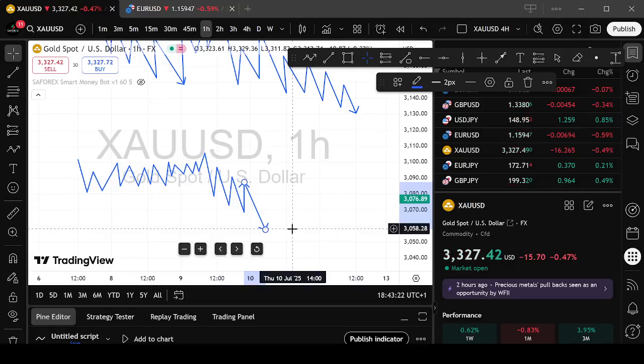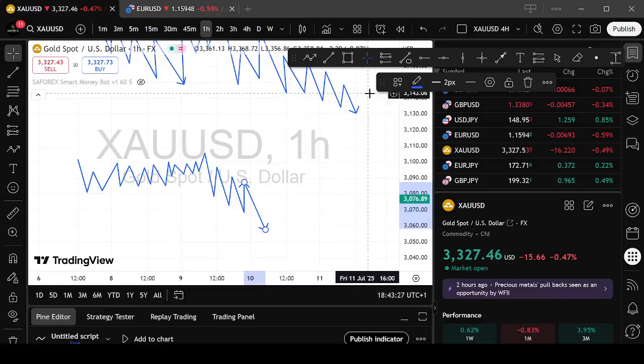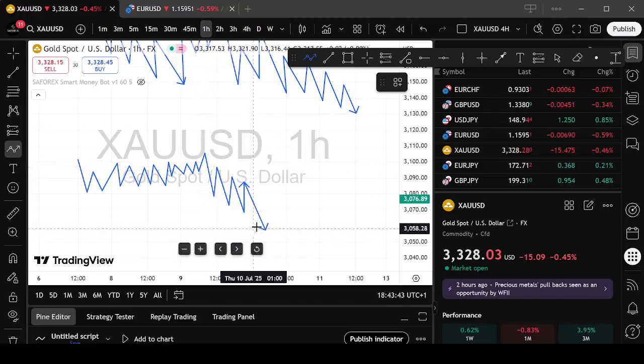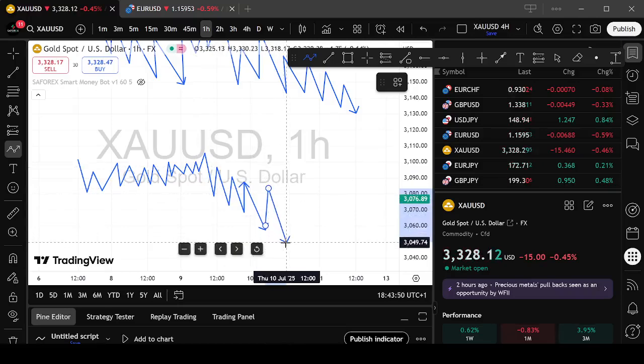All right, so that's the lower low, right? That lower high will now be your entry. So this retracement, we expect the market to form a higher low here, a lower low here, and then that will be your entry.